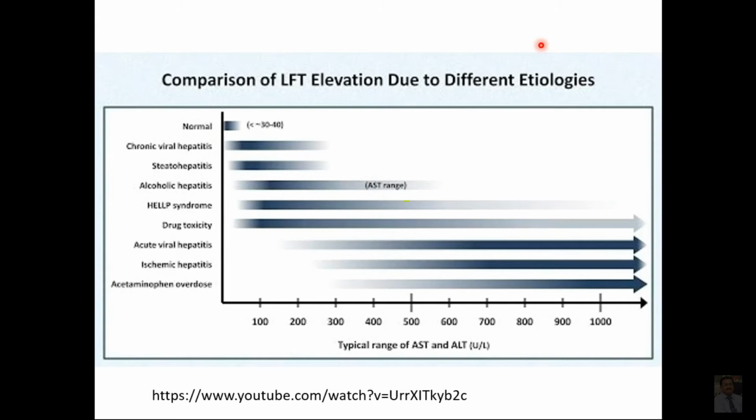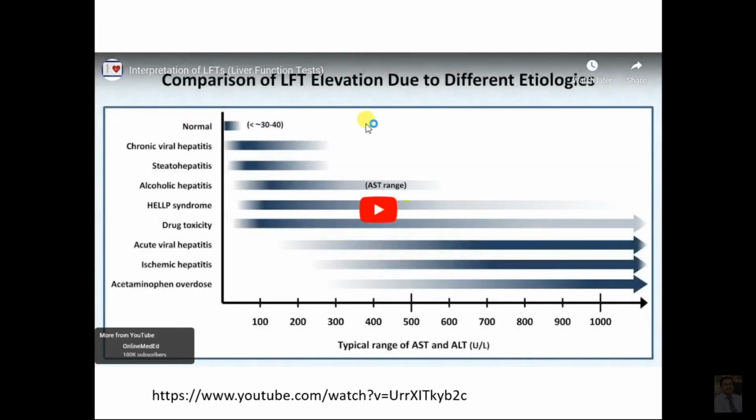Next we can compare the levels of LFT. These LFT levels can be compared very easily, and you can see here. I will show you this animation video: the comparison of LFT elevation due to the different etiologies.